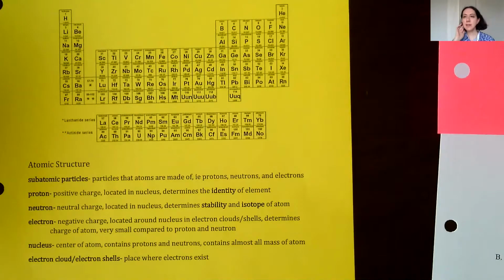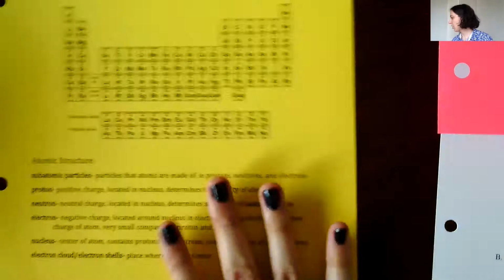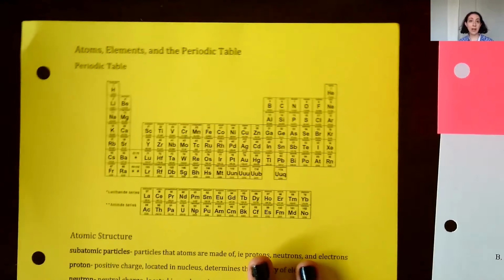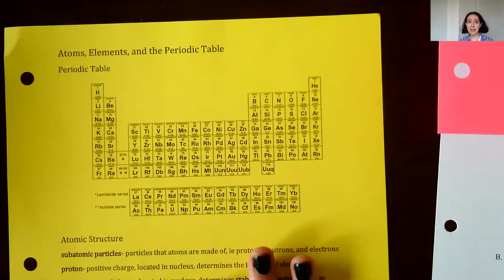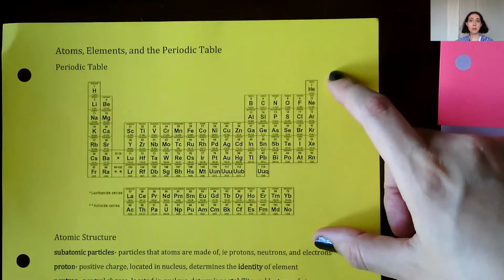You can find these in the packet that I gave you. You can also find them in Teams under Files, Class Materials, Unit 2. It's Unit 2 Notes Atoms. I like to print them out in different colors, so that way it's color coded, which is really nice. For this section, we're only going to be going over the notes up here.